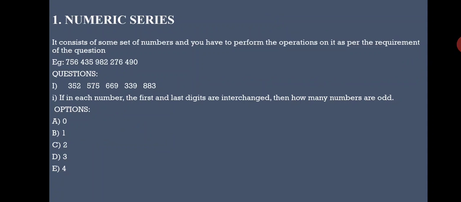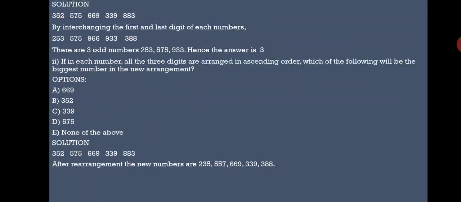Here a set of numbers is given, which is 756, 435, 982, 276 and 490. So getting into the question, the first question is 352, 575, 669, 339 and 883. The first question asked is, if in each number the first and last digits are interchanged, then how many numbers are odd numbers? We need to interchange the first and last digit of each number. Options are A 0, B 1, C 2, D 3 and E 4.